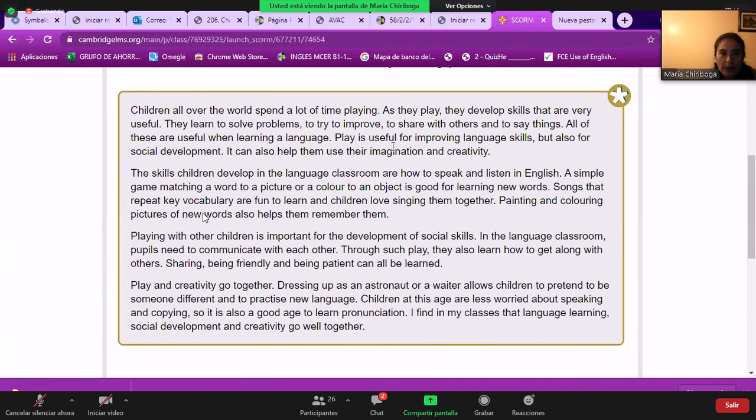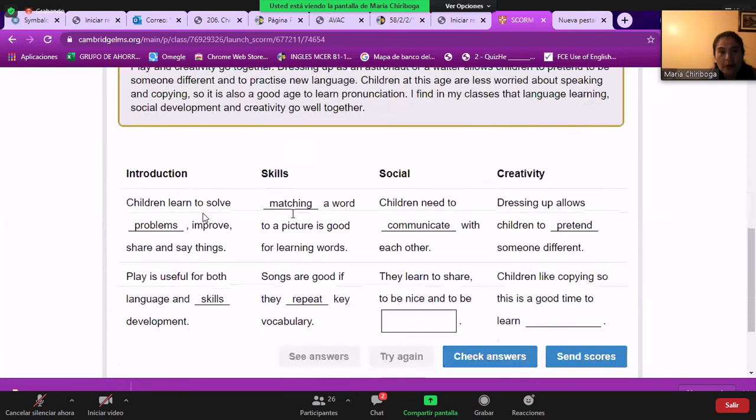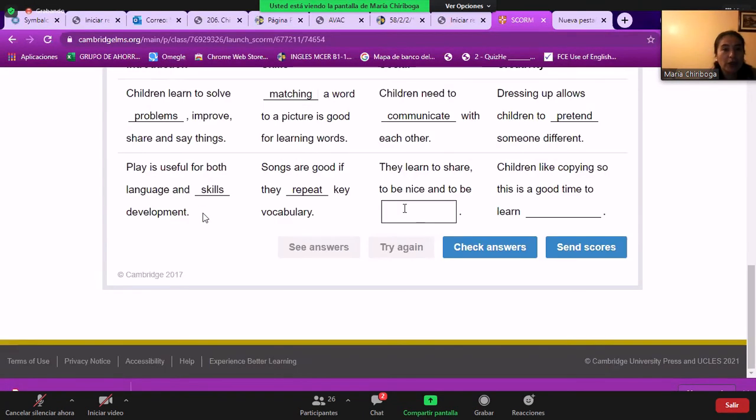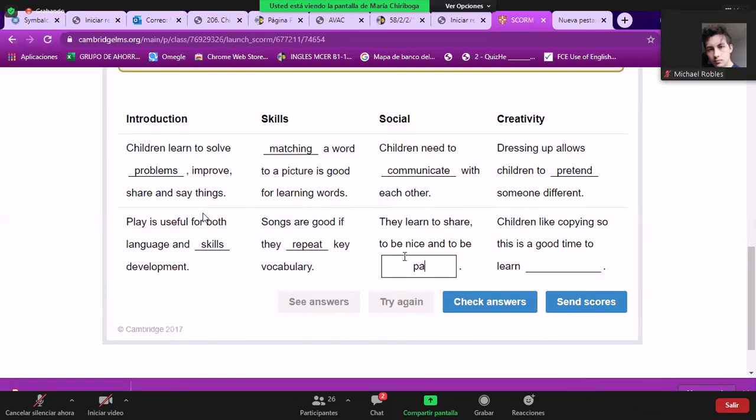If you find, tell me, please. I don't see. Excuse me. I remember I saw it, but I don't remember where. Here it is. They share, being friendly, and being patient. So, what can I put here? They learn to share, to be nice, and to be... Exactly, patient.